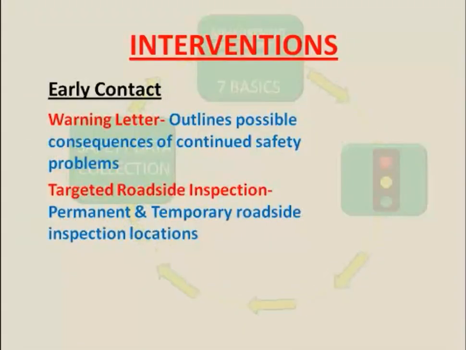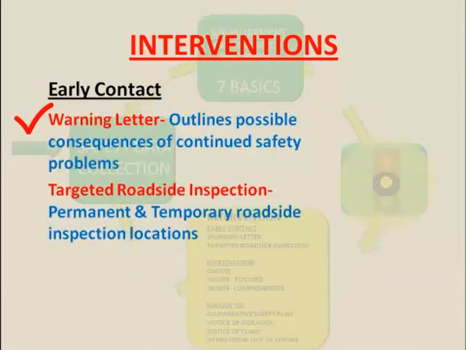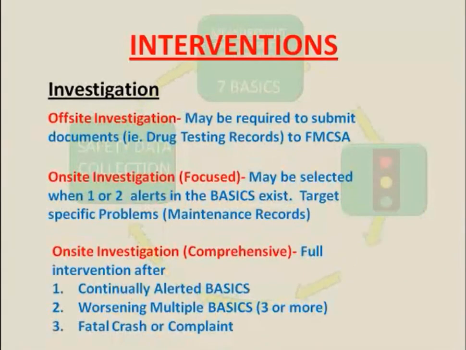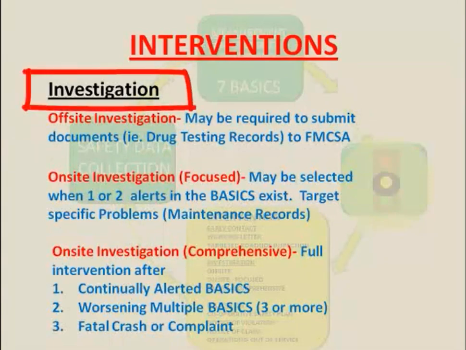Interventions. An intervention starts with early contact, which may include a warning letter outlining the possible consequences of continued safety problems, and targeted roadside inspections, meaning simply that your company is now on the radar. When you go through permanent and temporary roadside inspections, don't be surprised to find that your trucks will be targeted for more comprehensive inspections. If the initial intervention doesn't improve your company's score, you would then find yourself under the next level of intervention, which is investigation.